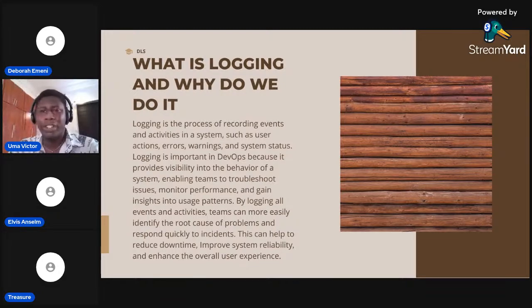Now you see where the issue is coming from in the logs you have already created. You can now quickly debug and make your system operational, then go watch Netflix or something on a Friday evening. So that's why logging is very important in DevOps.